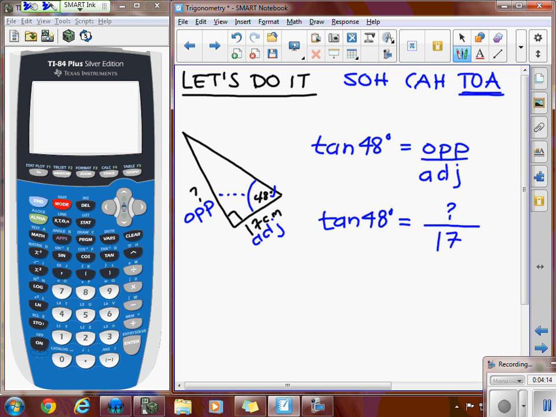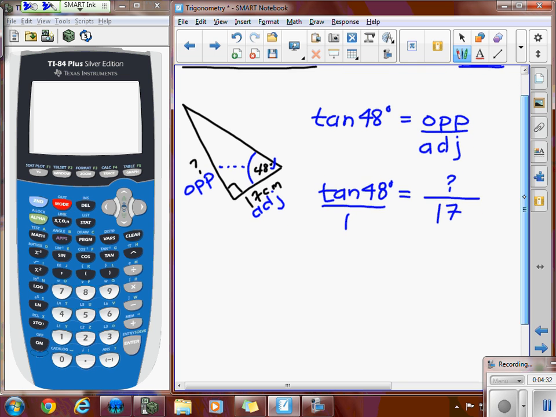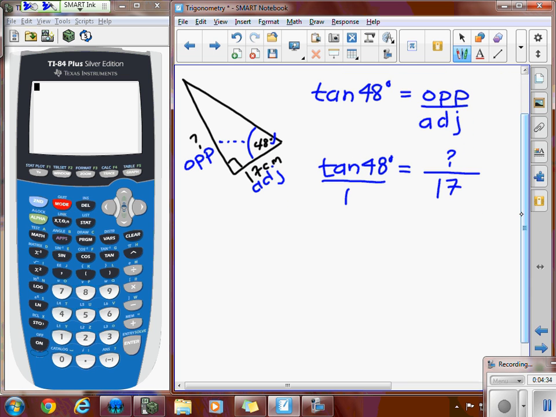Now from here, depending on the teacher you had and depending on how you learned it, you could take any step to solve this. The one that I like to use is cross multiplication, because a lot of you understand how cross multiplication works fairly well. So this on the left-hand side, tan 48, I can easily say, you know what, that's over 1. That won't change the fraction at all. So now I just need to cross multiply to figure out what the question mark is.